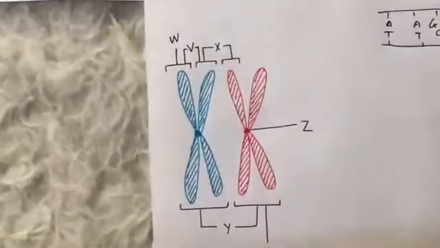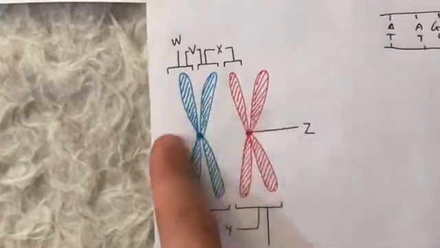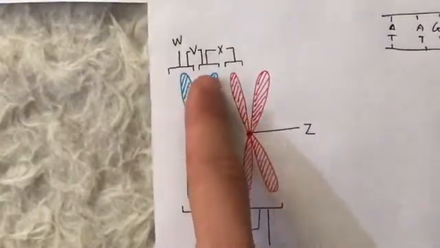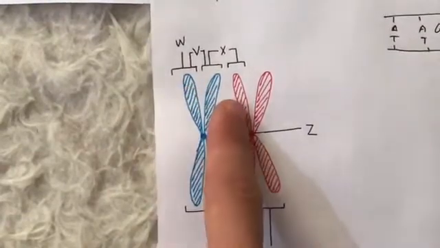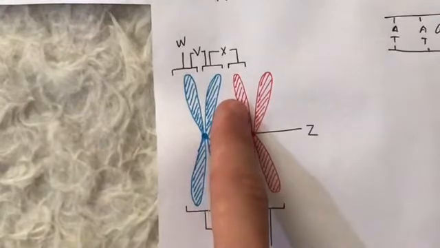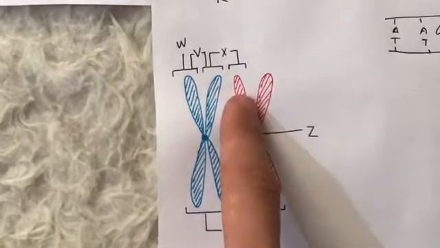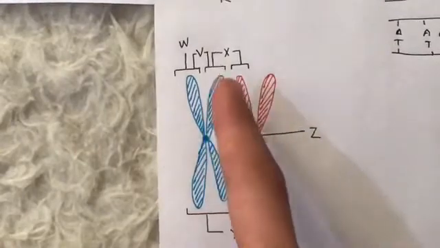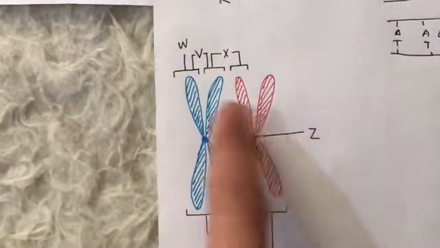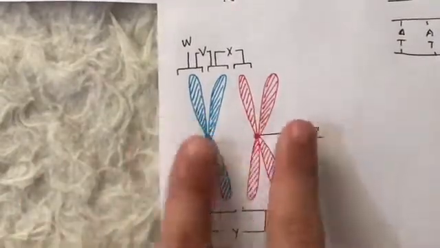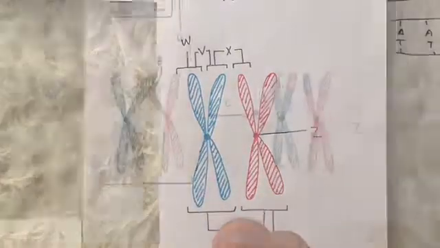On the other hand, this one and this one, because they are on different chromosomes, we call them non-sister chromatids. This one and this one are also non-sister, or non-identical. This one and this one are non-identical, and this one and this one are also non-identical. Different colors, different chromosomes, non-sister or non-identical chromatids.